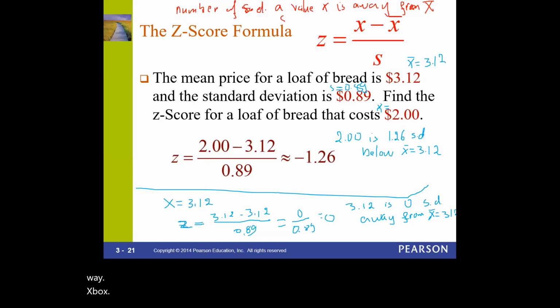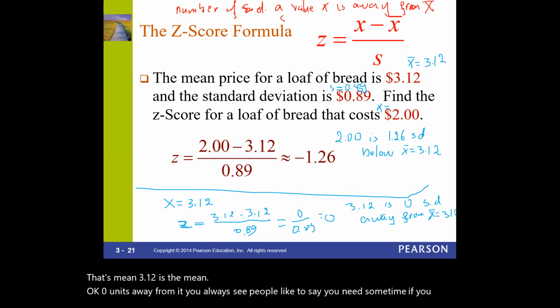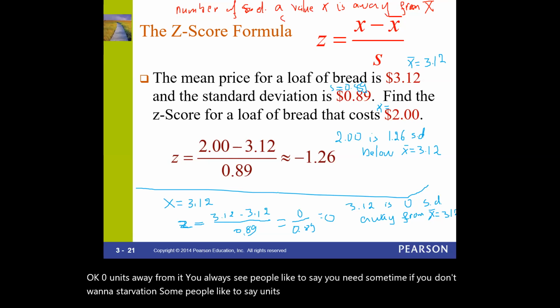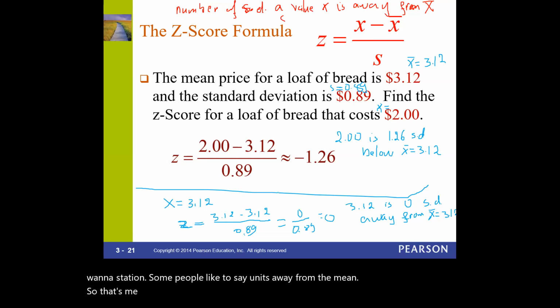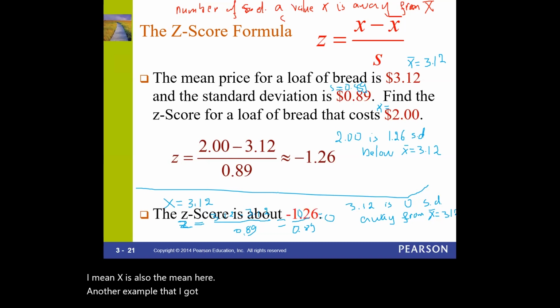That means 3.12 is the mean. It's 0 units away from it. It's always 0. People like to say units sometimes. If you don't want to say standard deviation, some people like to say units away from the mean. So that means it's about 0 standard deviations away. That means x bar is the mean itself. I mean, x is also the mean here. Another example that I got for you here.